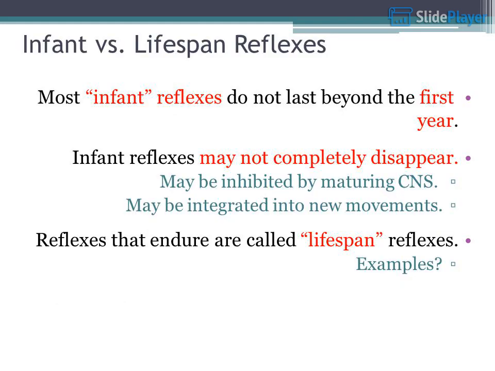Infant versus lifespan reflexes. Most infant reflexes do not last beyond the first year. Infant reflexes may not completely disappear. They may be inhibited by the maturing CNS, or integrated into new movements. Reflexes that endure are called lifespan reflexes.